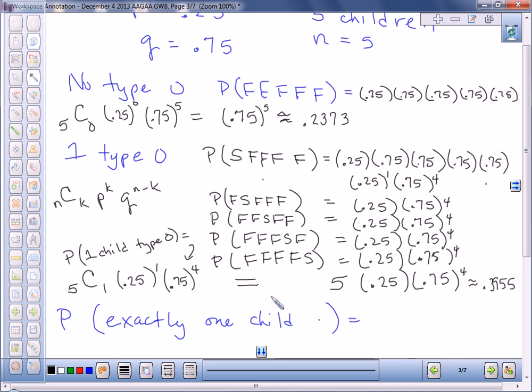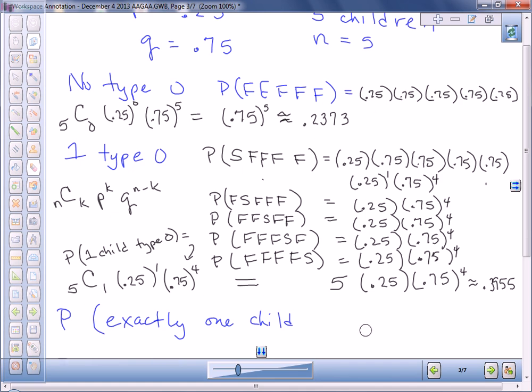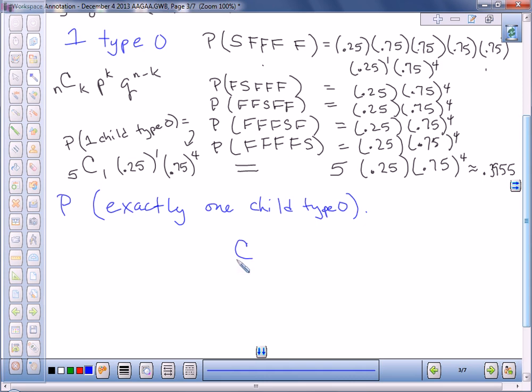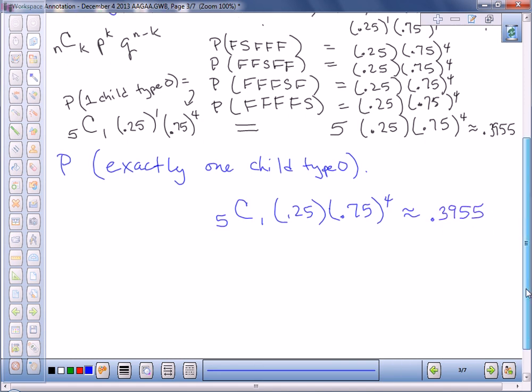Okay, what if instead, oh yeah, exactly one child with type O, but I actually had that written. So that is what we just said. The combinations of 5 choose 1 times 0.25 to the first times 0.75 to the fourth, which is exactly the same thing we got just a second ago. Okay, any questions? All right, so let's try a couple more examples.